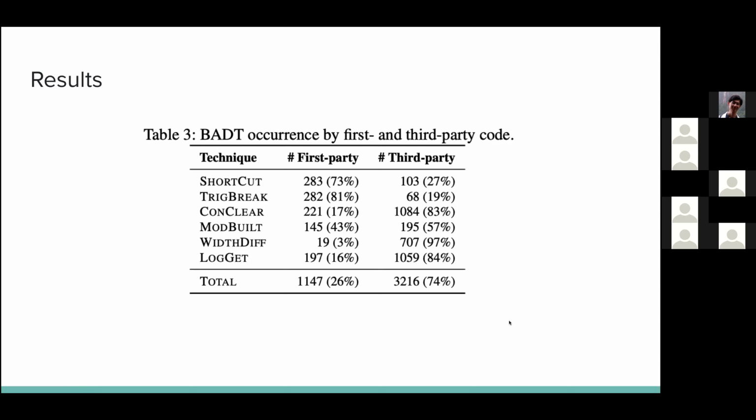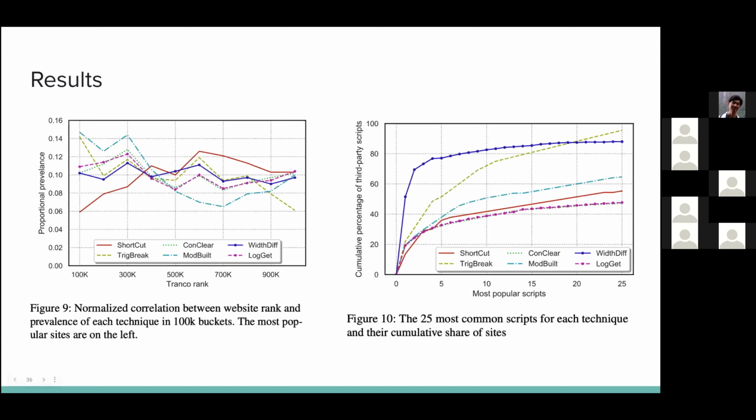The authors rightly pointed out that even if a technique is triggered by third-party code, it could still be the first party's intention to interfere with the analysis by including the code. So for example, there's, okay, never mind, I'll skip the example, not so important. In addition to that, the researchers also wanted to find out the correlation between the website rank and the prevalence of the techniques.